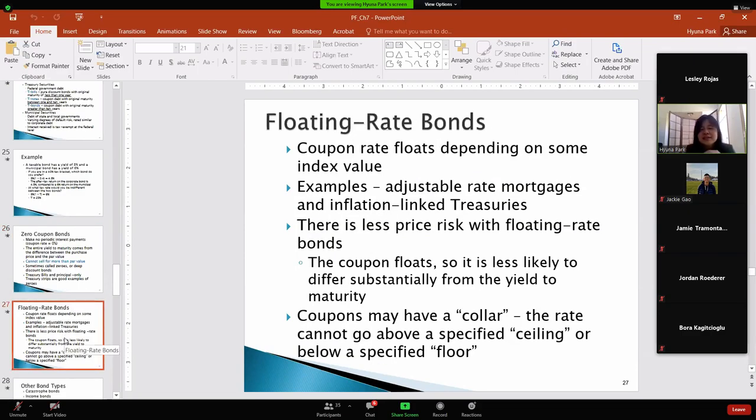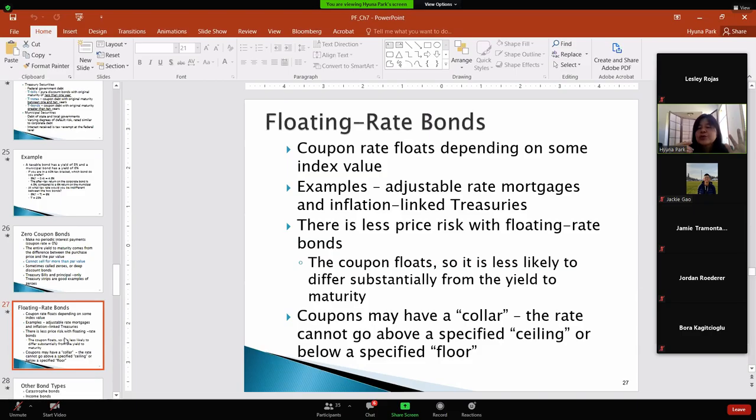So the next slide shows you floating rate bonds. So there are exceptions. If nothing is written, assume that all bonds have a fixed coupon rate. That's the norm, but there are some exceptions. When the coupon rate of a bond fluctuates and changes, those are called floating rate bonds.